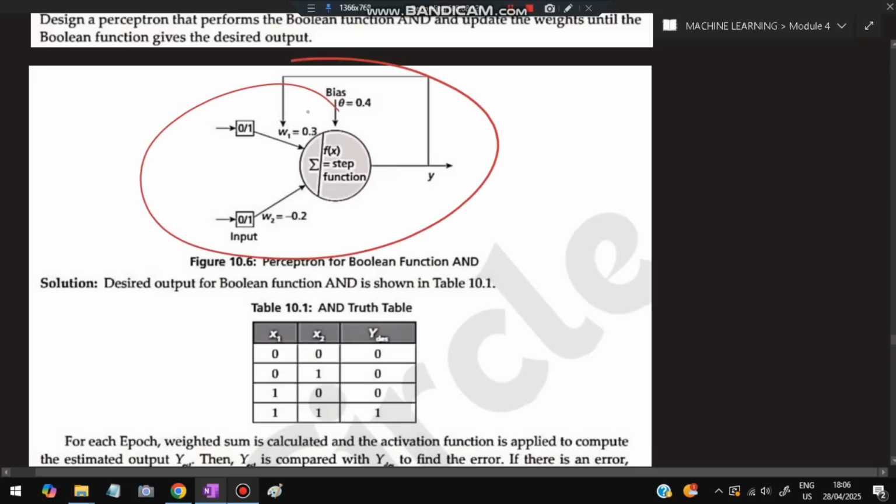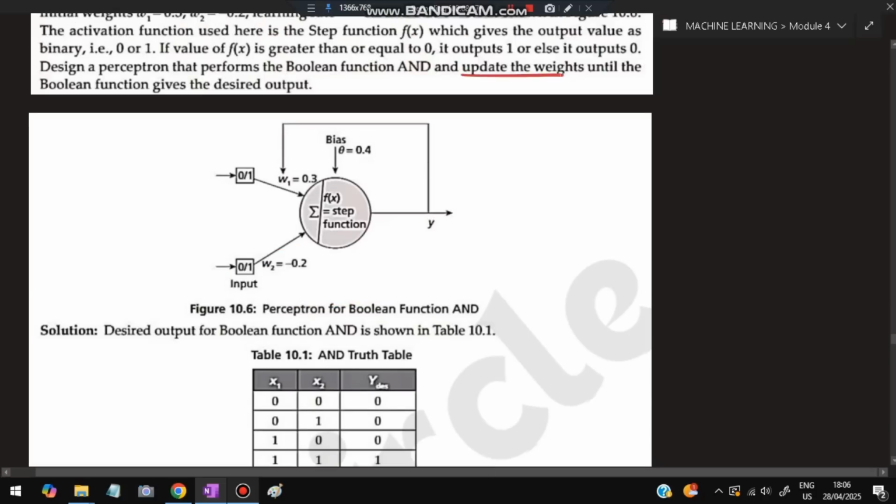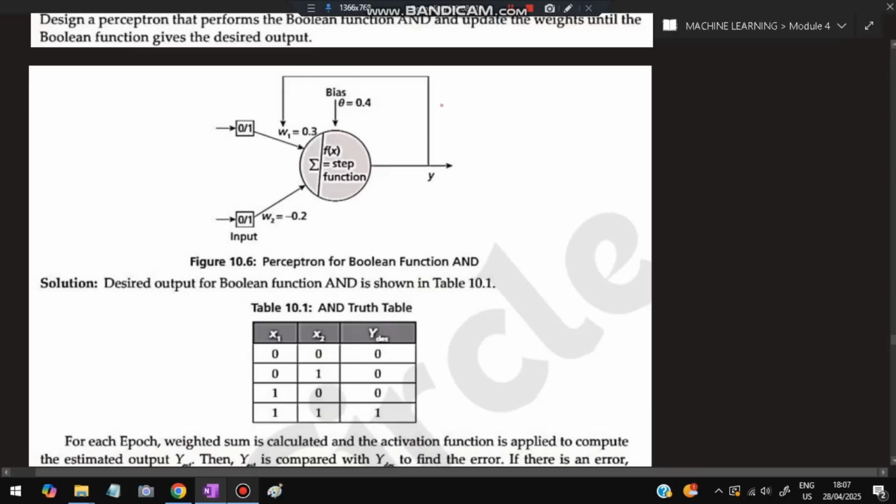Why? Because we need to apply the formula and get the weights correct. These weights are the starting weights. Finally we'll get updated weights, updating until the boolean function gives the desired output. So let me explain clearly what's happening.